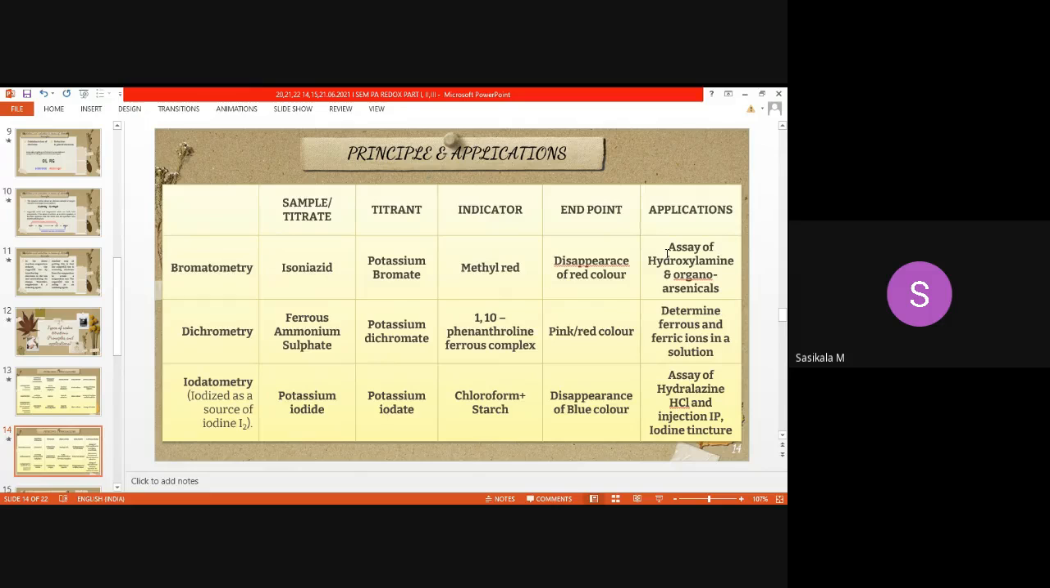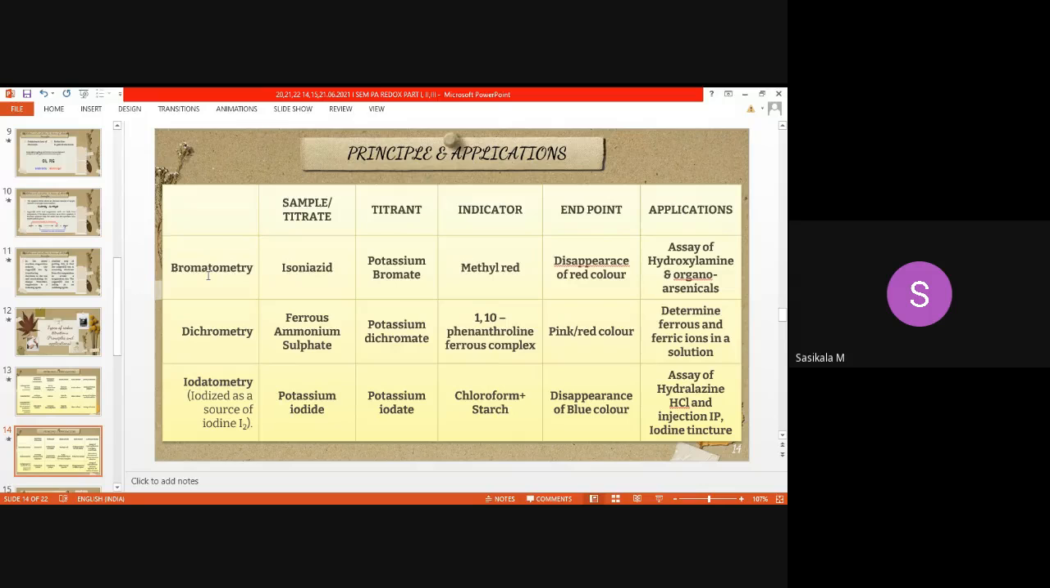It is applicable for assay of hydroxylamine and organoarsenicals, compounds related to hydroxylamine. This is another category of drug, hydroxylamine. And the group of compounds called organoarsenicals are assayed by bromatometry.